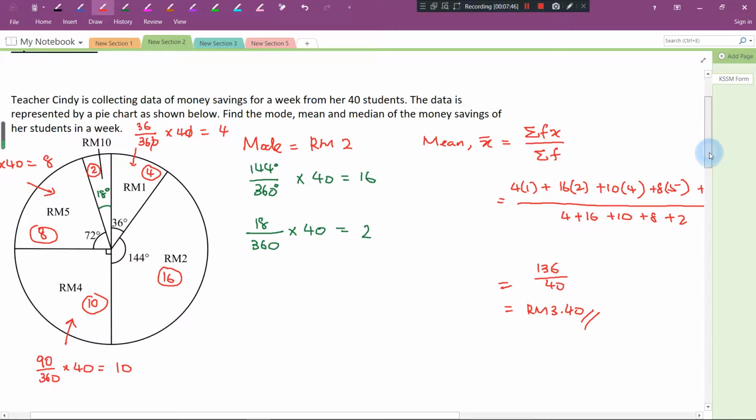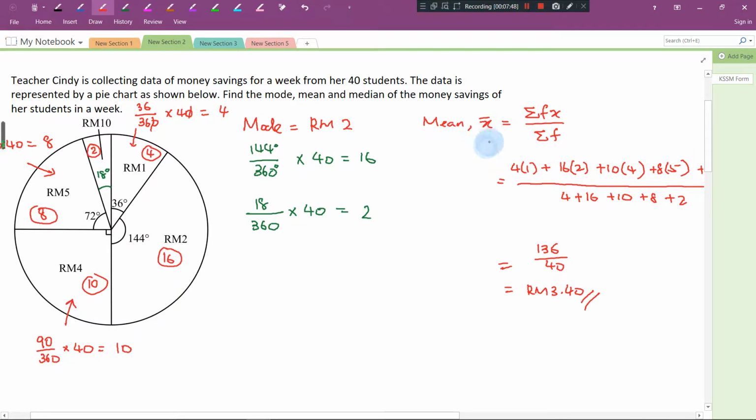So actually in this part, finding the mean, if you don't want to find the frequency for each sector, you also can get this answer. You can use the degree given here to help us to get the mean. So how? Let's see. You will be able to get exactly the same answer. You have 36 degree, right? So 36 times 1, we use a degree given to help us to get the mean.